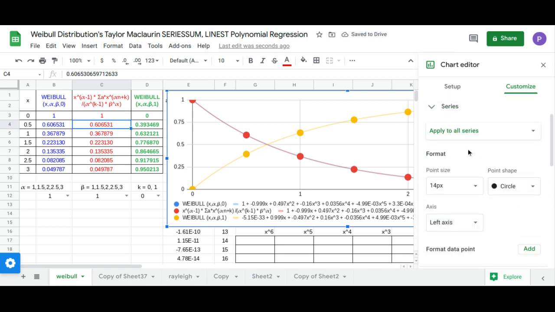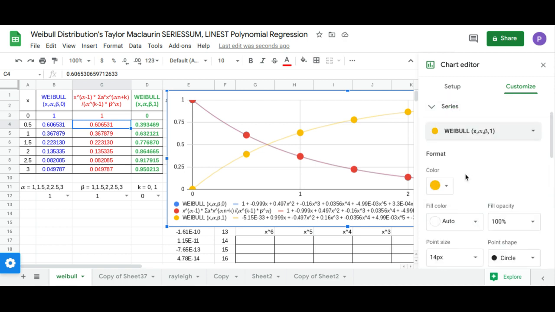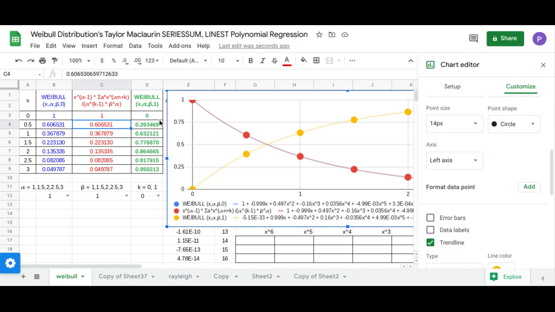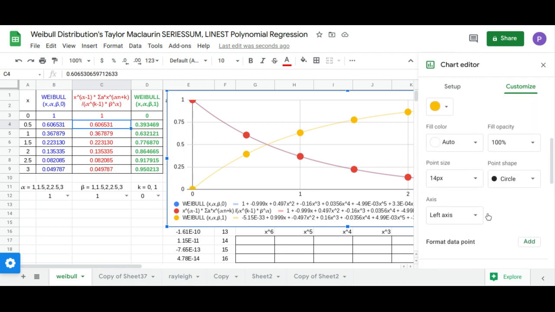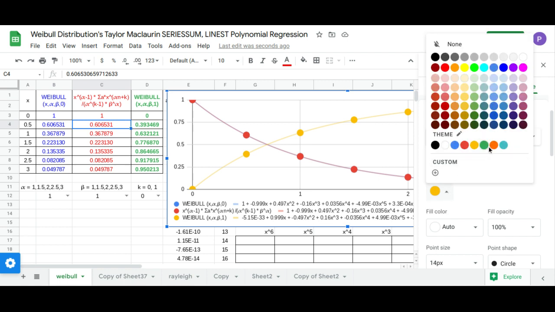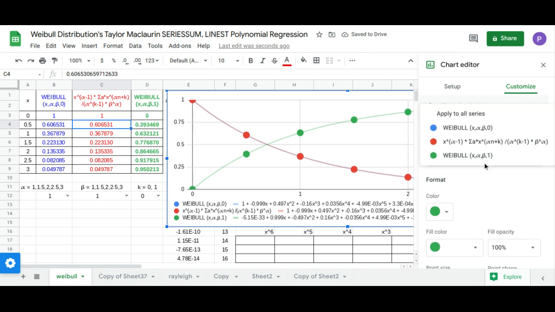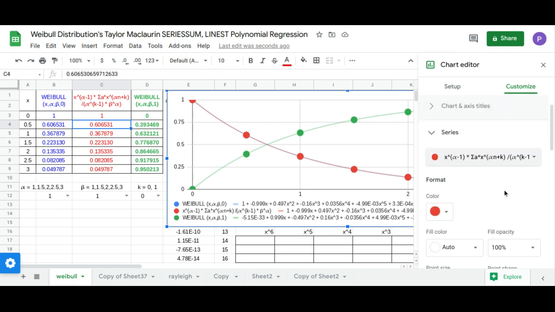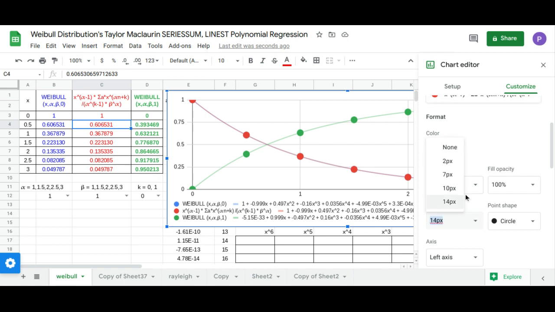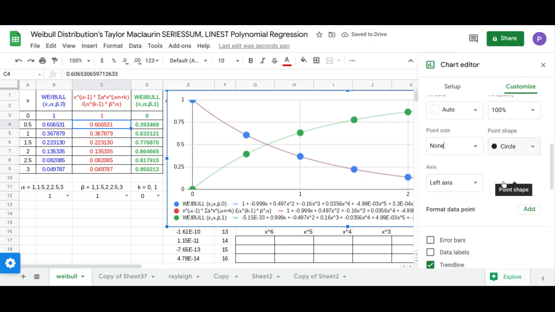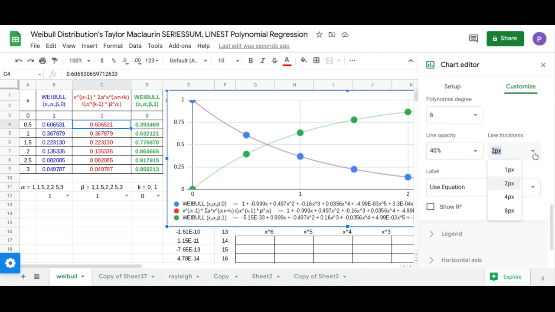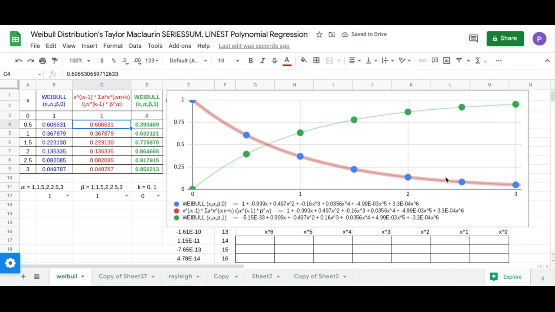We'll change the color of the yellow. Change that to green because our data set is green. And the red one, the point size will be none. But the line size, the line thickness, will be maximum. So here we have the polynomials and a trend line.